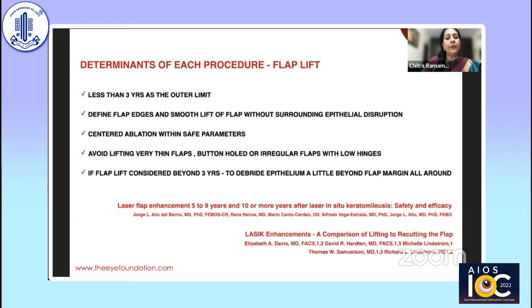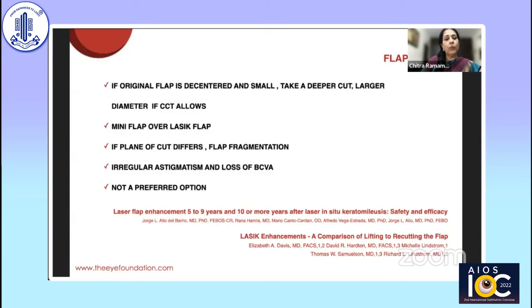And if the flap lift is considered beyond 3 years, where a lot of epithelial hyperplasia is there and you feel no point going and doing a PRK again in these eyes, it makes sense to then debride that epithelium a little beyond the flap margin all around. So that itself would ensure that there is no epithelial ingrowth.